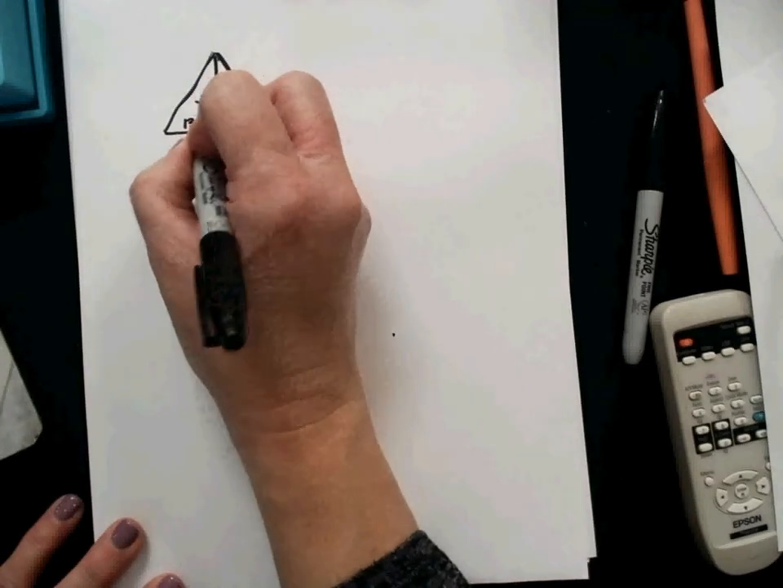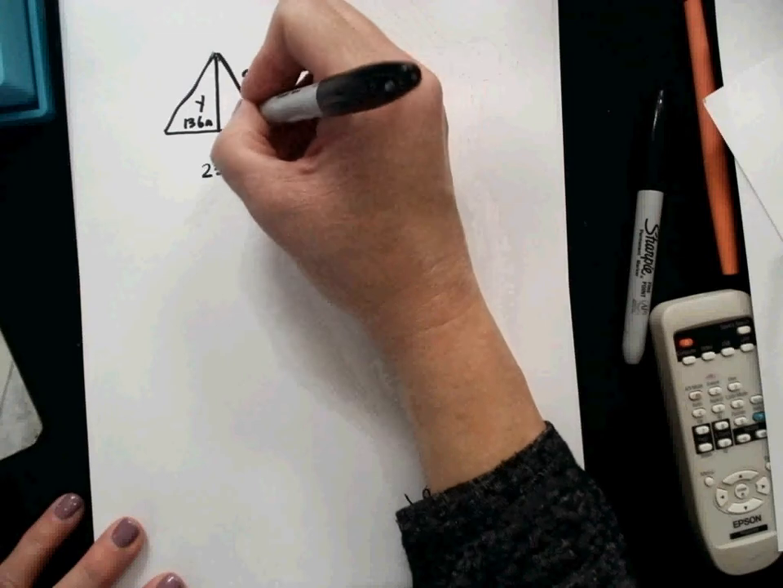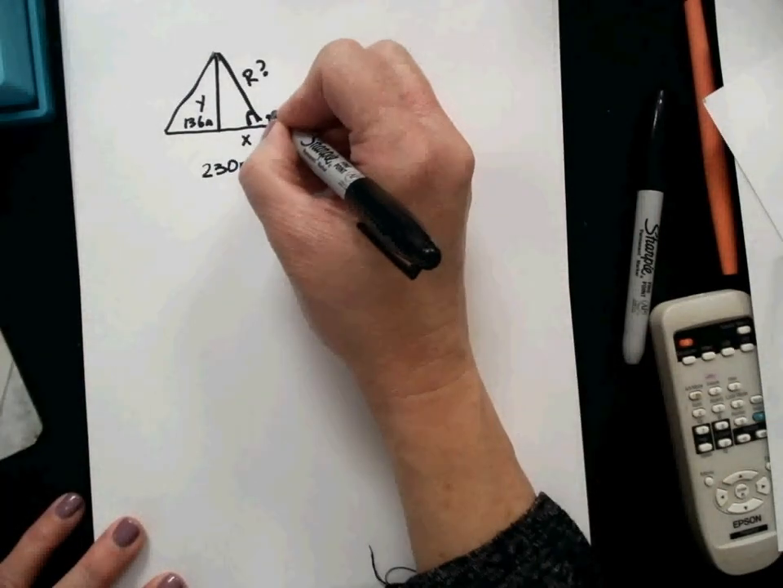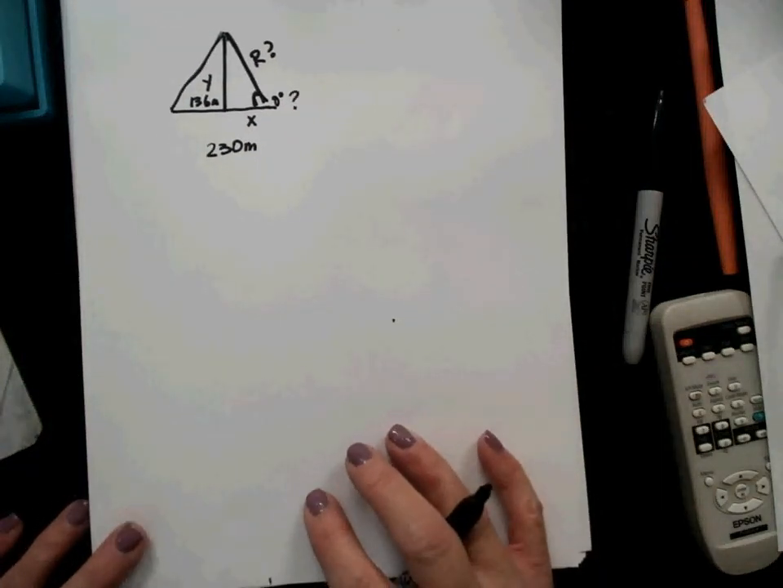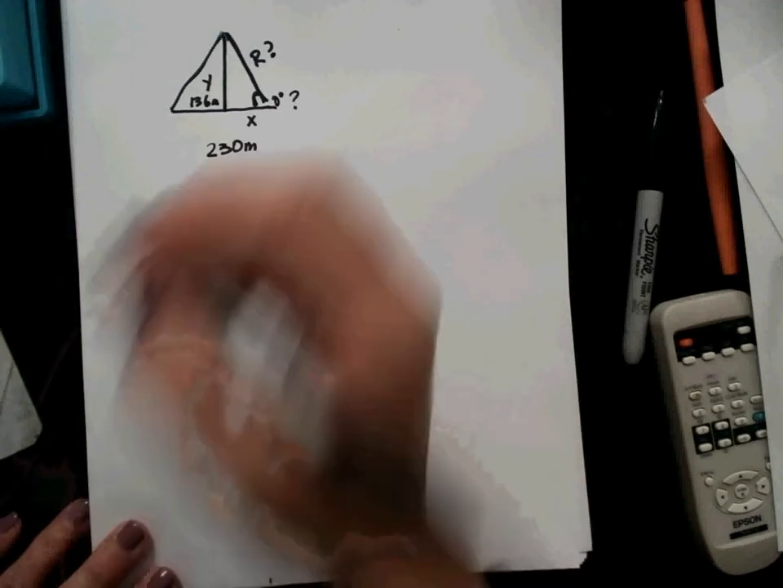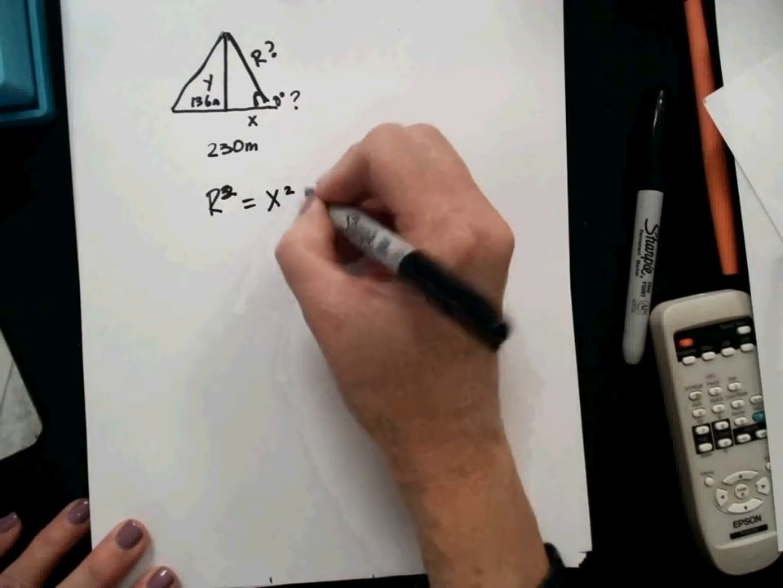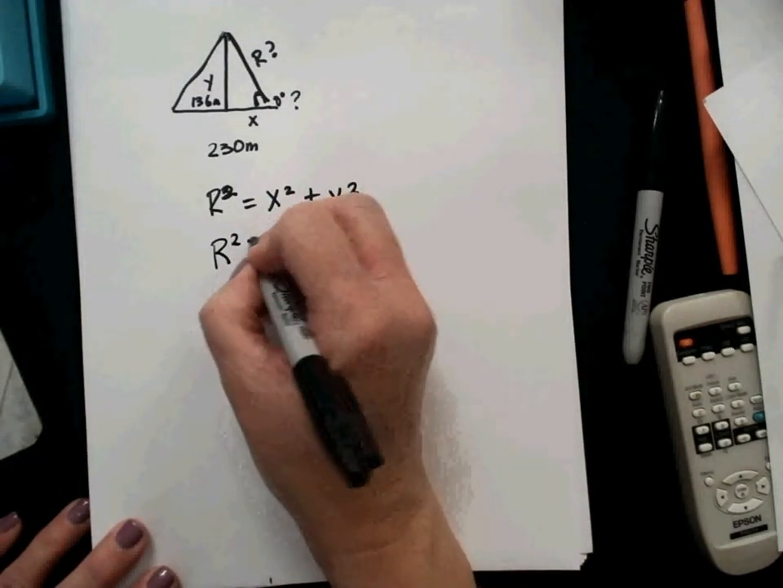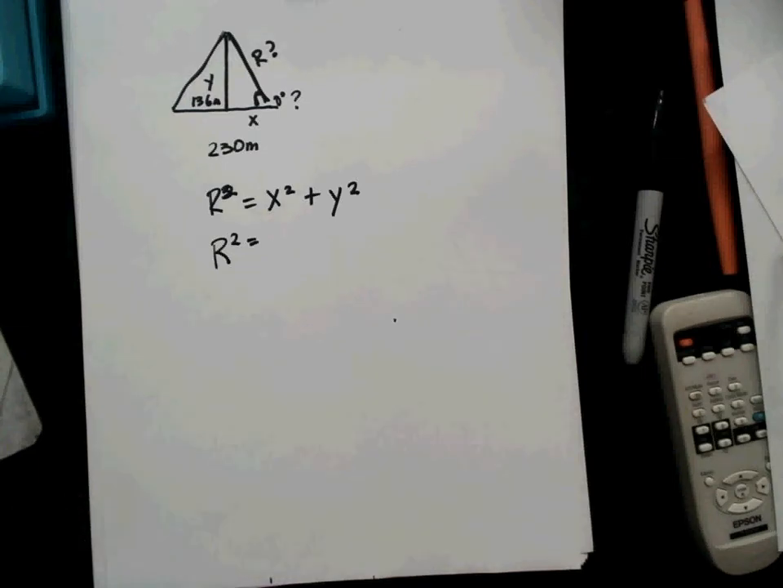And I know that my width is 230 meters. And I know that this is 136 meters. And I want to find this, and I want to find my angle, which is a question mark, and my resultant, which is also a question mark. So I'm going to use r squared, not cubed, equals x squared plus y squared. So r squared equals, what is my x?